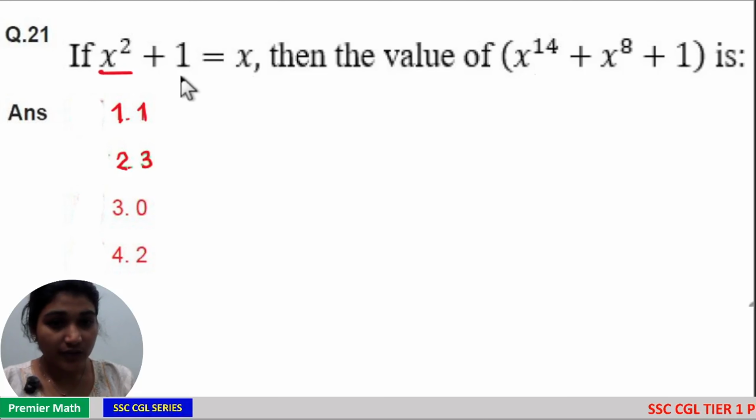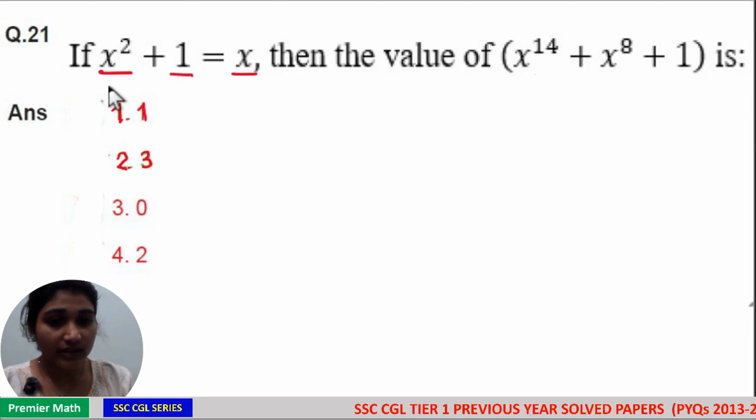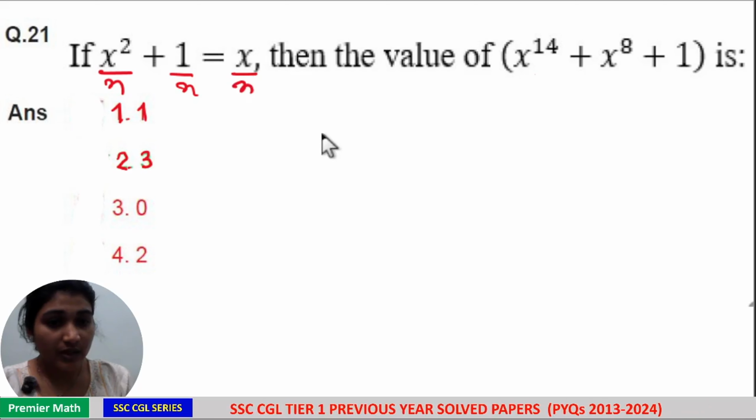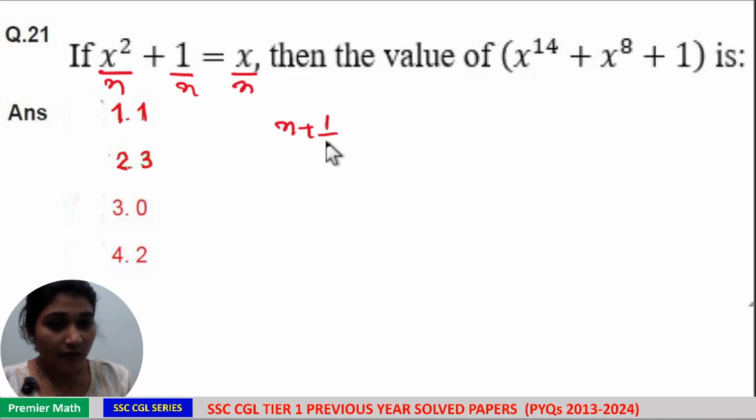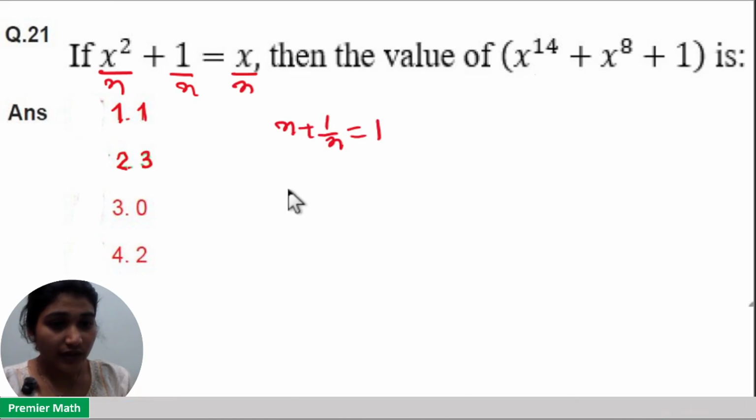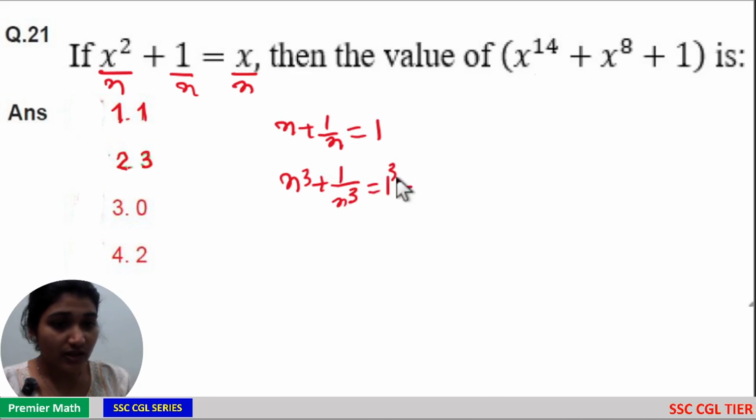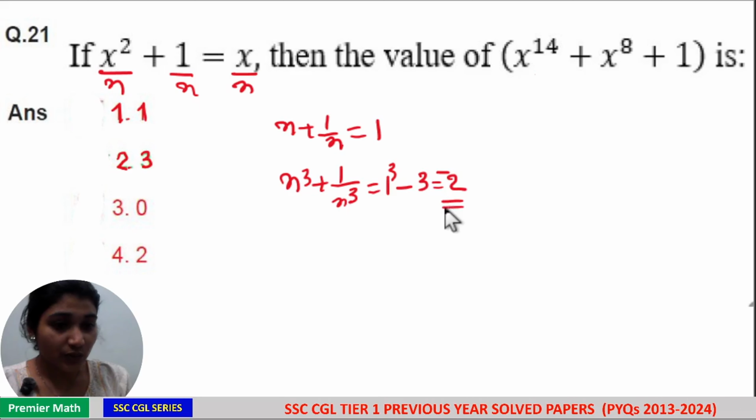If x square plus 1 is equal to x, then find the value of the following. Divide this whole term by x, then this will become x plus 1 by x is equal to 1. Then x cube plus 1 by x cube is equal to 1 cube minus 3 into x plus 1 by x. So 1 cube minus 3 is equal to minus 2. If x cube plus 1 by x cube is minus 2, it means x cube should be minus 1. Each term should be minus 1.